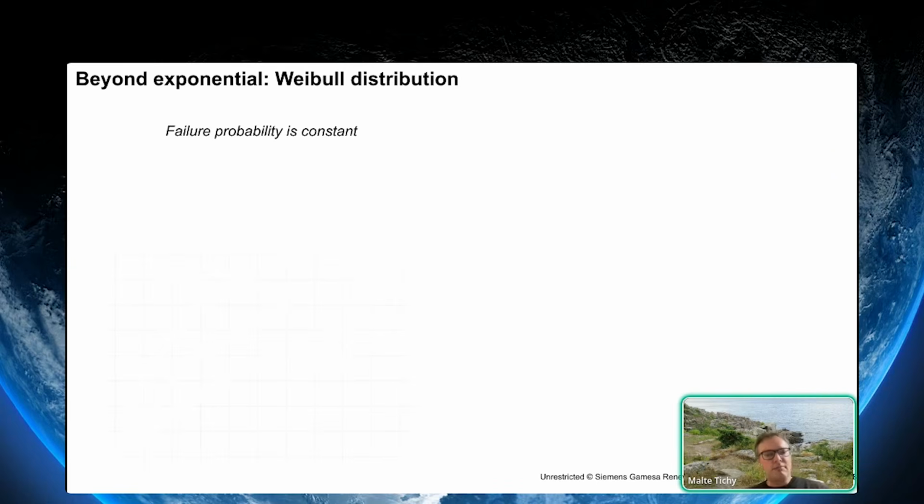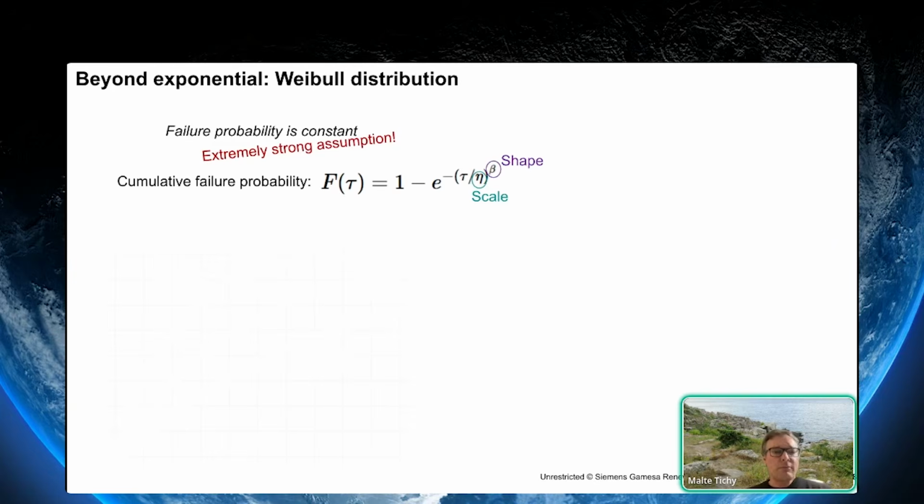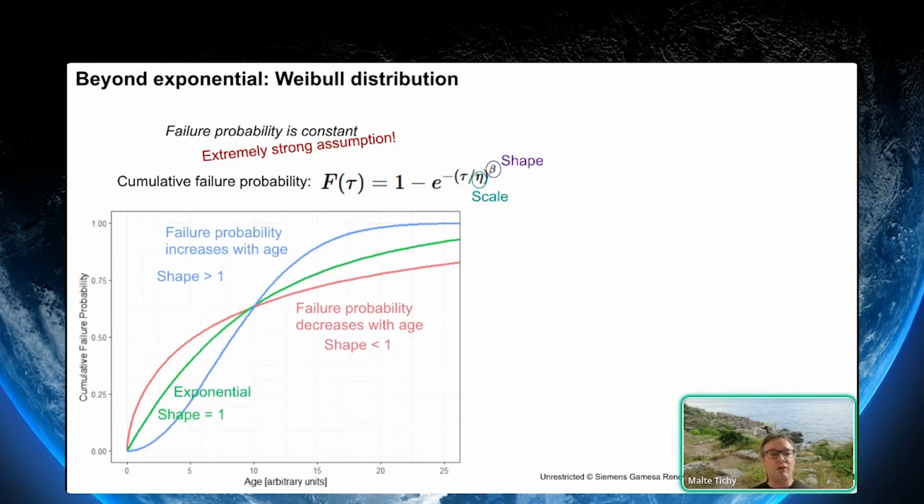And there's a minimalistic improvement that we can make on the cumulative failure probability to account for that, and that is to introduce a shape parameter. So you see we're still dividing the age tau by the scale eta, but then we're taking this to the exponent of a shape parameter beta. And the shape parameter has then the following impact.